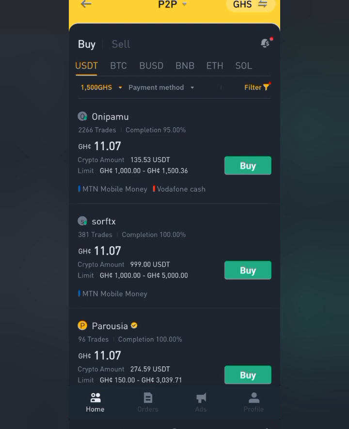Let me know in the comments if you've tried this out and if it has worked for you. I have not tried it out before, so I'm telling you that you need to do your research before you go ahead with it so that you don't lose your money. Like I told you a couple of months ago, it was really, really profitable. Right now, people are looking for where the profits have disappeared to.